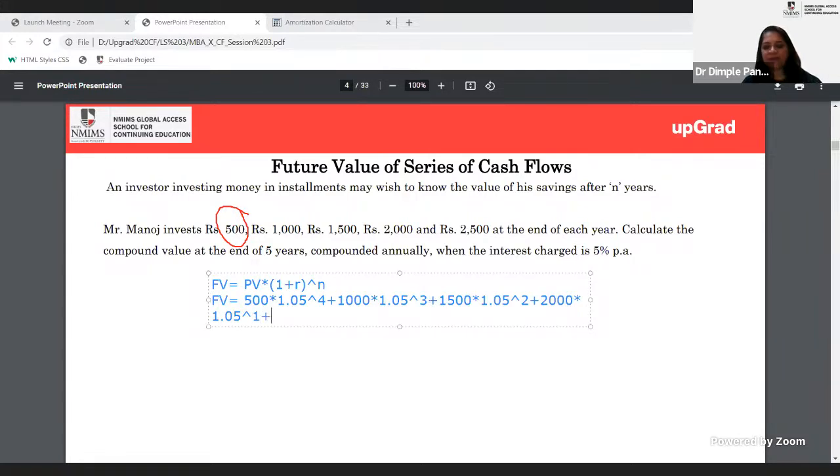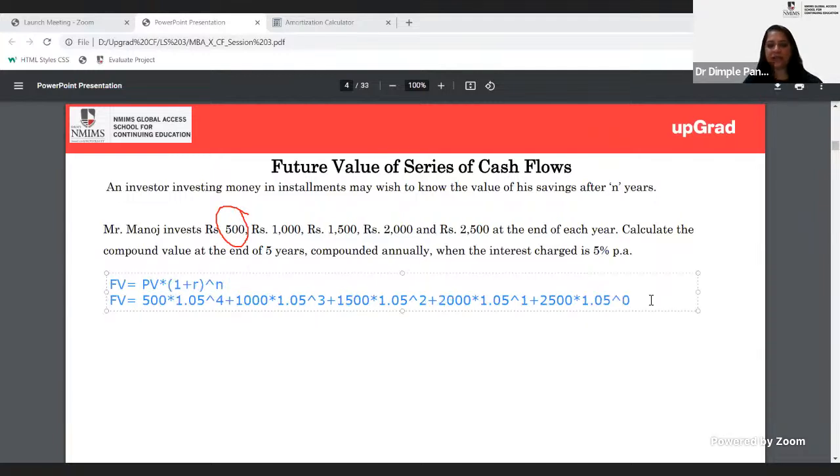And the last 2,500, which is making investment, will he earn any interest on that? The answer is no. He will not earn any interest on that. And that's why we recommend all investment should be made at the beginning of the year and not the end of the year. What is the amount that he would earn?